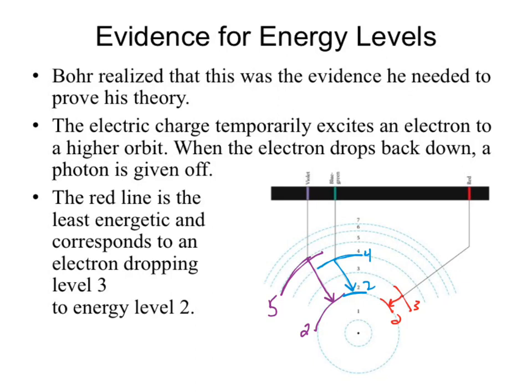Yes? So 5 to 1 does happen, but we just can't see it. 5 to 1 happens. 5 to 1 is a bigger jump or a smaller jump than 5 to 2? It's a bigger jump, which means the energy is bigger. What visible light is higher in energy than violet? No visible light. There is no visible light higher in energy than violet. It moves into ultraviolet, which we can't see. It's still part of the electromagnetic spectrum. It's just not a part that we can see.